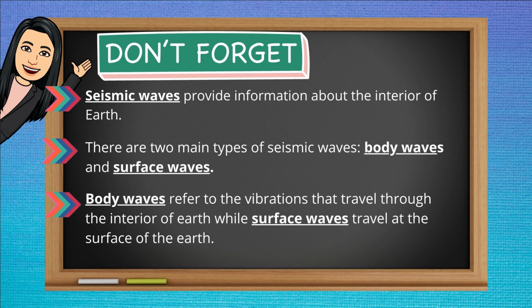Remember, seismic waves provide information about the interior of the Earth. There are two main types of seismic waves, body waves and surface waves. Body waves refer to the vibration that travel through the interior of the Earth, while surface waves travel at the surface of the Earth.